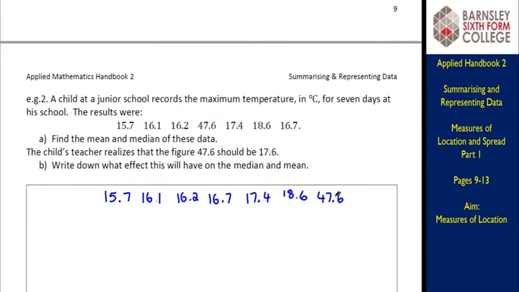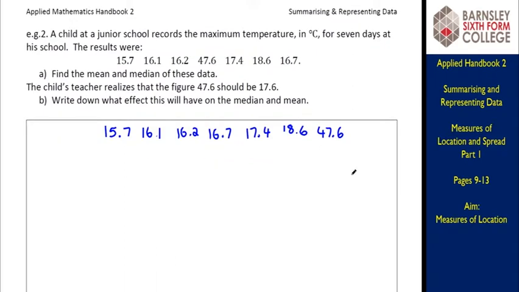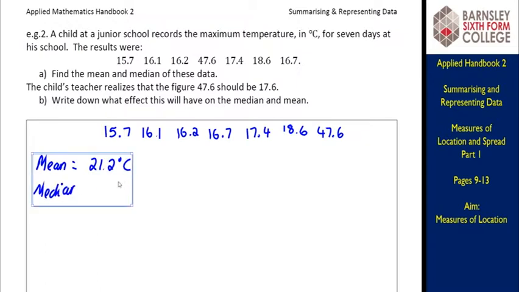In our second example, you've got these temperatures here, and we're going to find the mean and median of this data. So for the mean, we add them all up and divide by 7, because there's 7 pieces of data there. When we do that, we get 21.2 degrees Celsius. For the median, I put all the data in order, and we find that 16.7 is in the middle.